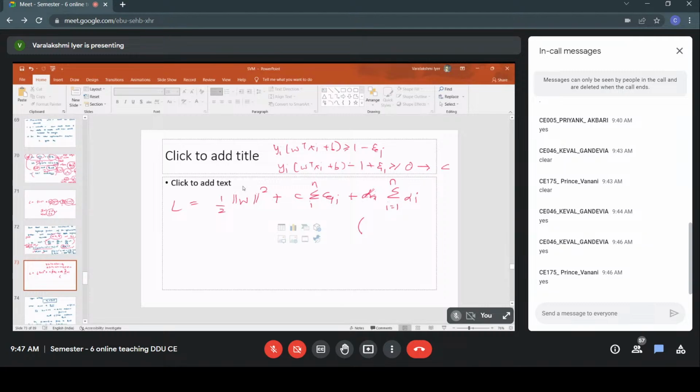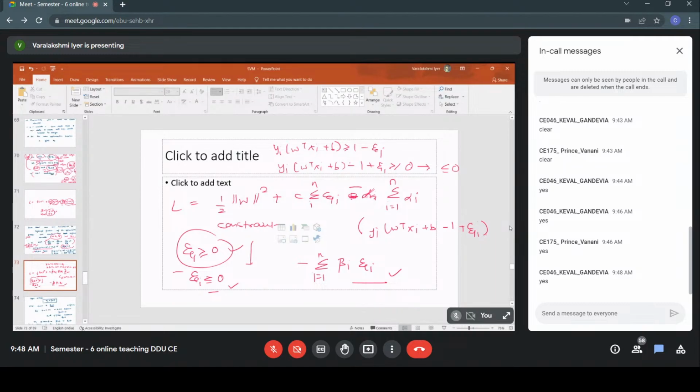If you want to convert it to less than or equal to 0, then apply minus on both sides, and the inequality will change. So this will be minus yi into W transpose xi plus B minus 1 plus zeta i, minus summation over i equals 1 to N of beta i into zeta i. This will be the Lagrangian form, because zeta i greater than or equal to 0 is a constraint that we have, but we have to convert this constraint into less than or equal to form. So minus zeta i will be less than or equal to 0. Is this Lagrangian form clear to everyone?